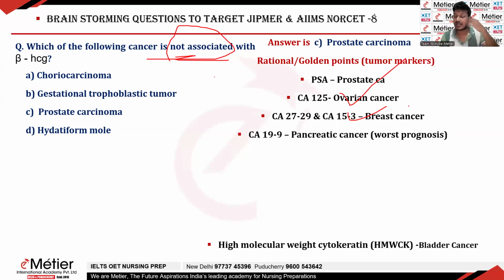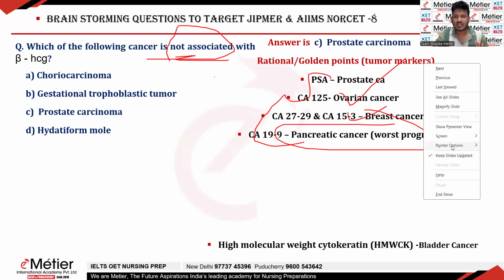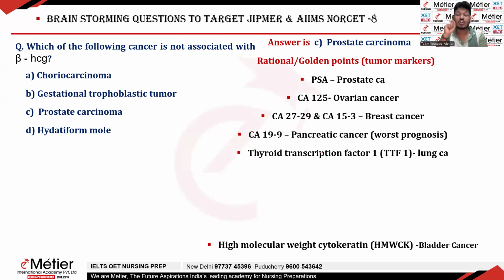See, in the exam, you can get questions like this also: which is the worst prognosis cancer? If they ask a question like this, worst prognosis cancer, then you have to answer pancreatic cancer. All these tumor markers I am mentioning here are very important. The next tumor marker is thyroid transcription factor 1, in short TTF1. It is used for identifying lung cancer. Thyroid transcription factor 1 is used for identifying lung cancer.